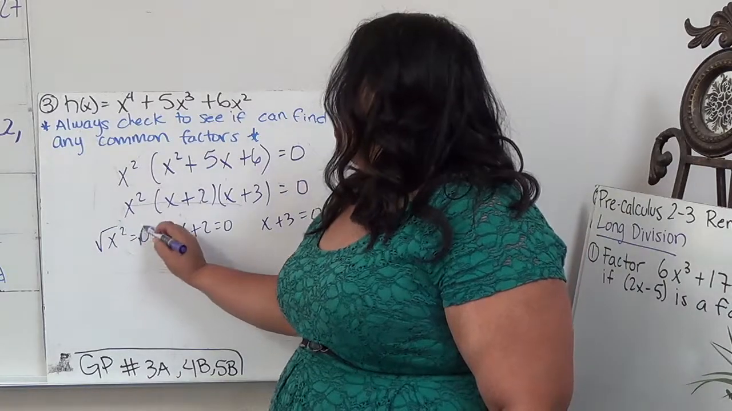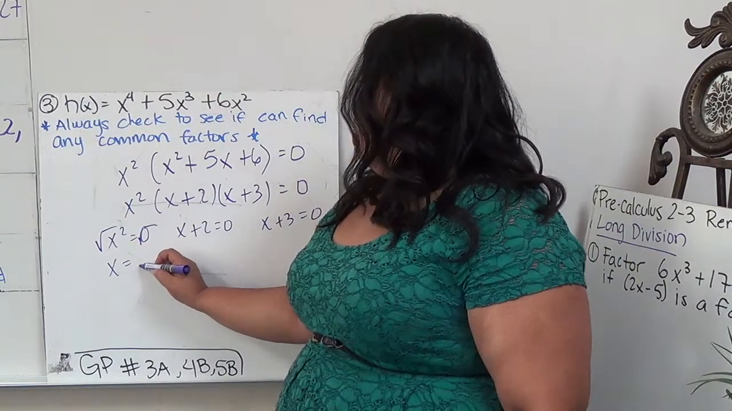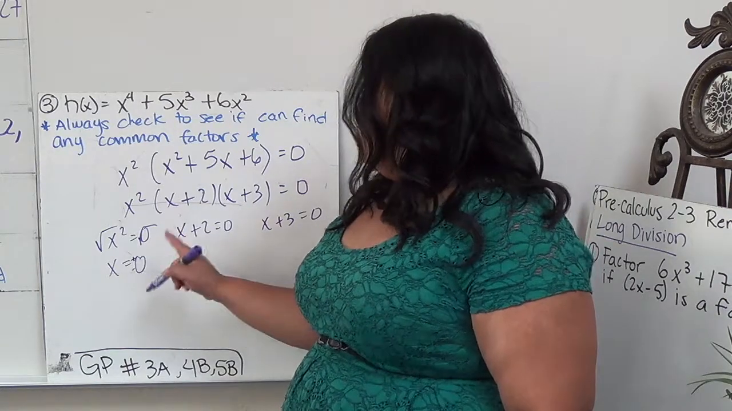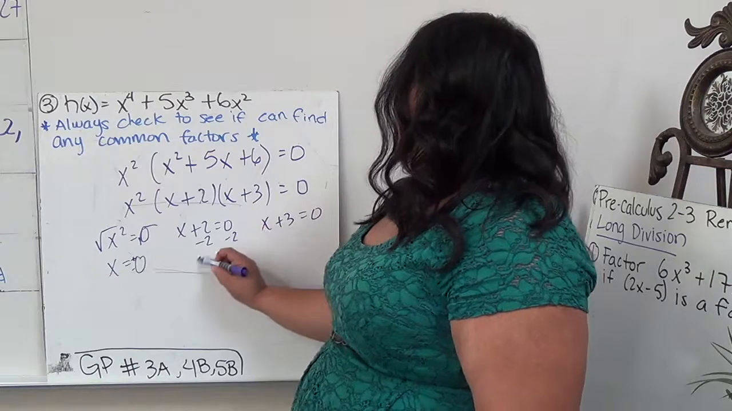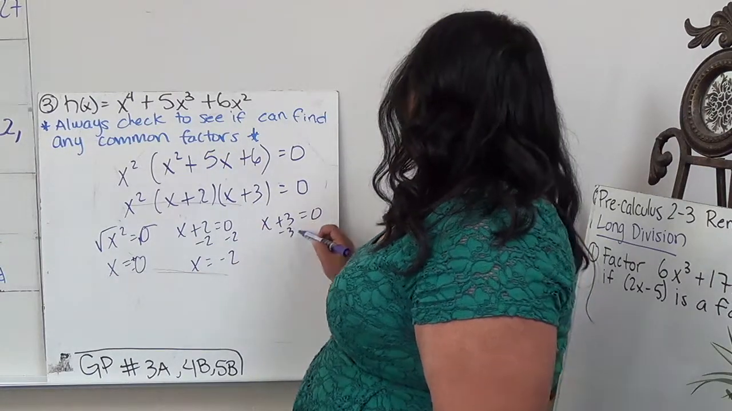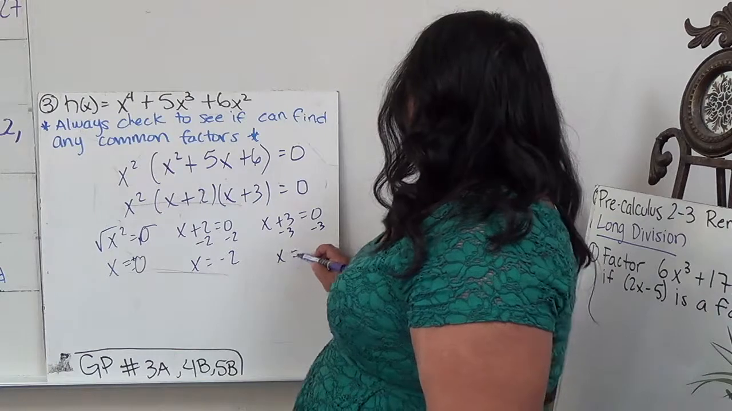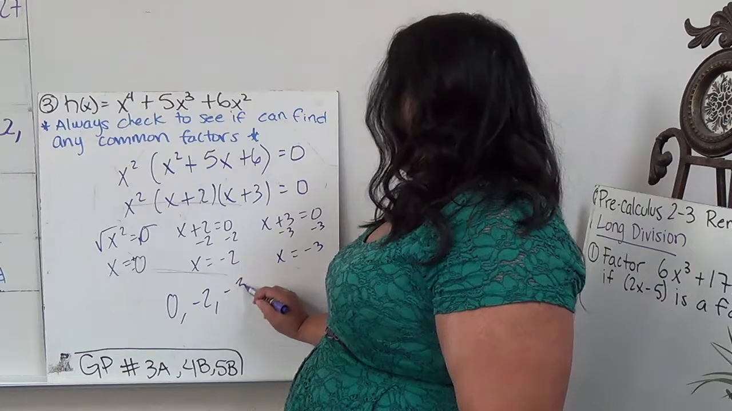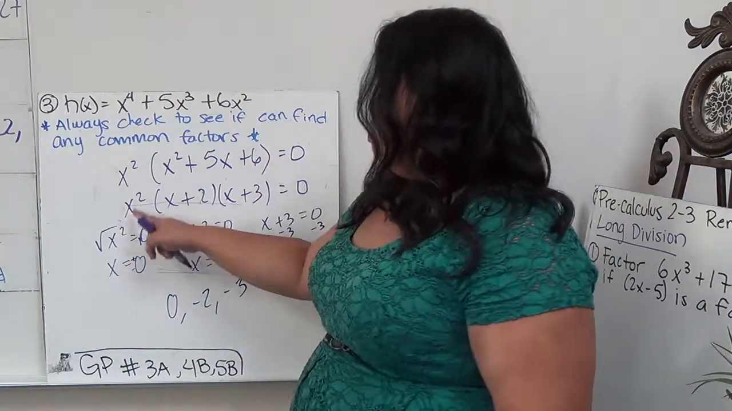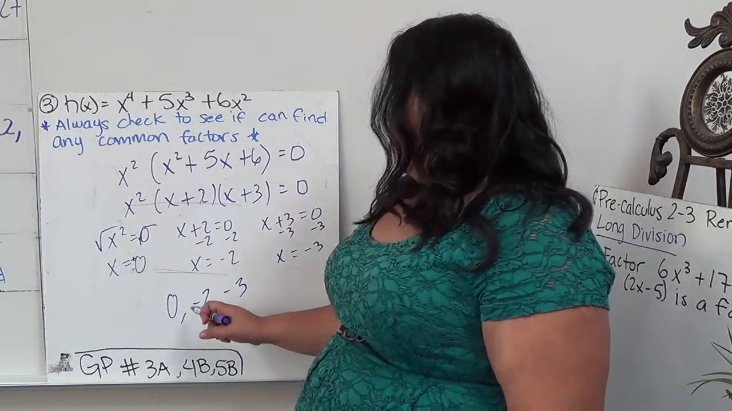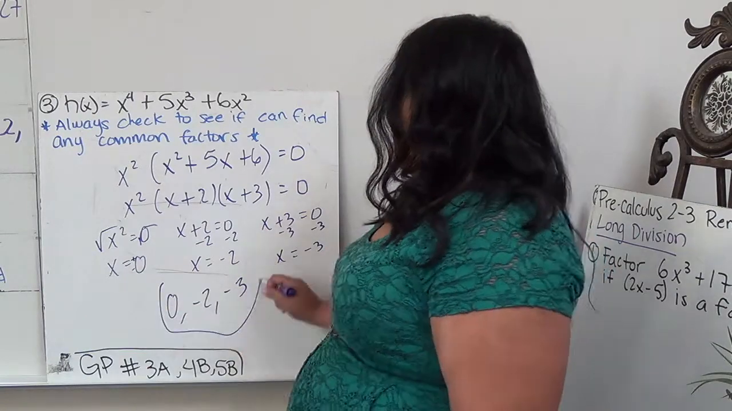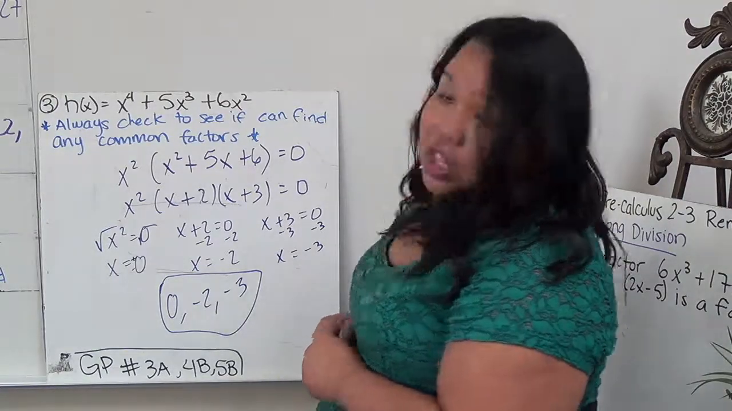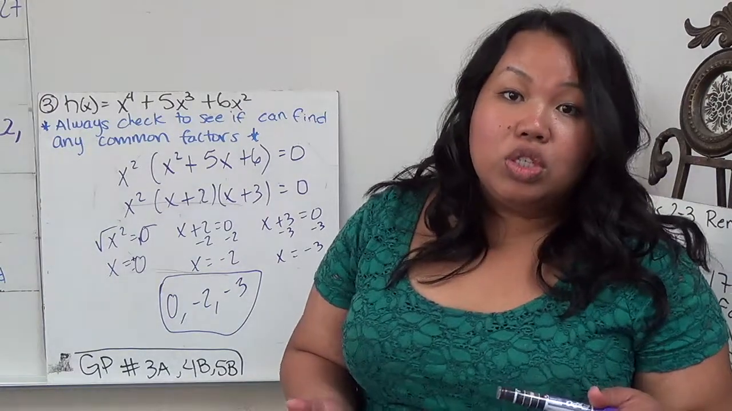I square root both sides, and I end up with x equals 0, or plus or minus 0, so 2 zeros. And then minus 2, I end up with x equals -2 and x equals -3. Now, my zeros are 0, -2, -3. There's a repeat on 0, because there's 2 of them, since we have x squared. But 0, -2, -3 are your answer.